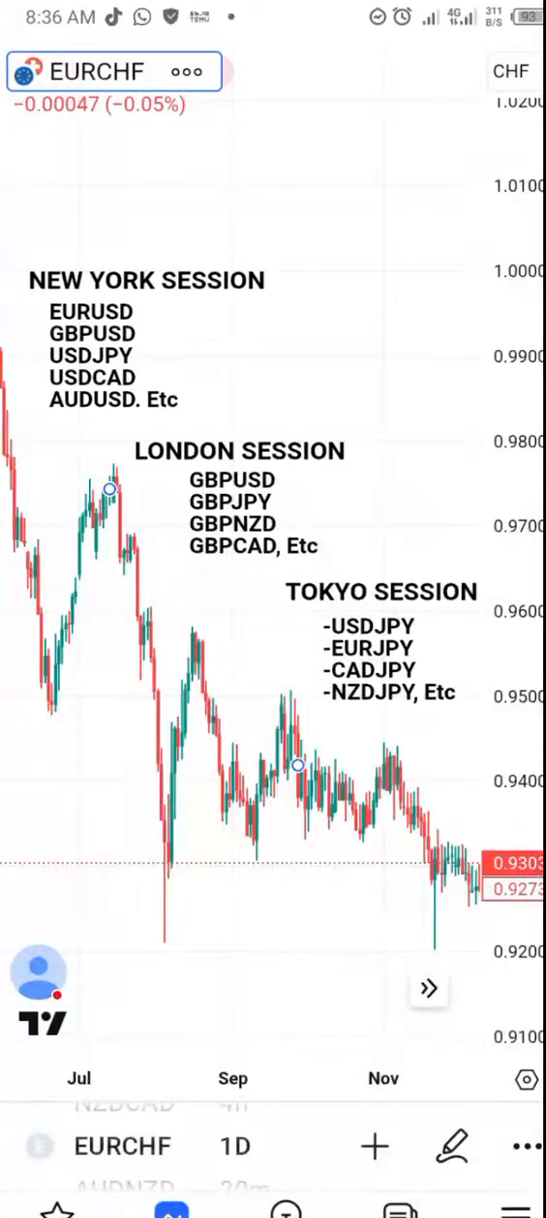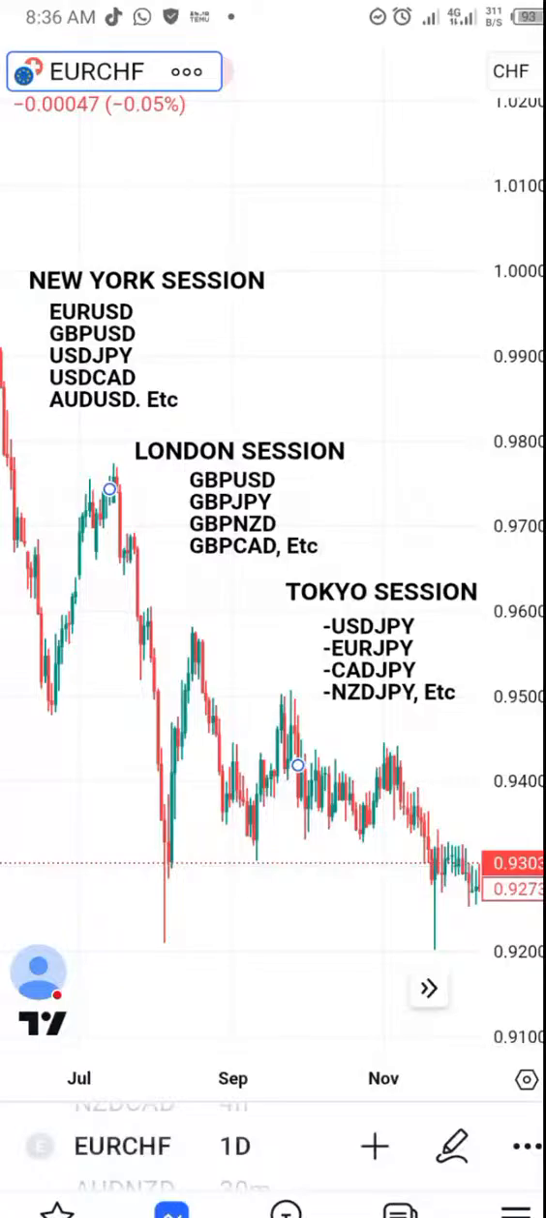So if I'm trading gold and I love gold, then I should know which session gold moves most, and it's during the New York session. So which means I'm going to put my focus majorly during the New York session. Thank you for the thumbs up. I'm going to put my focus on gold during the New York session.